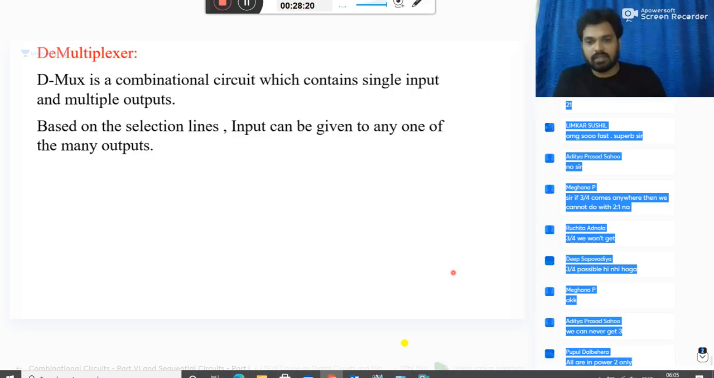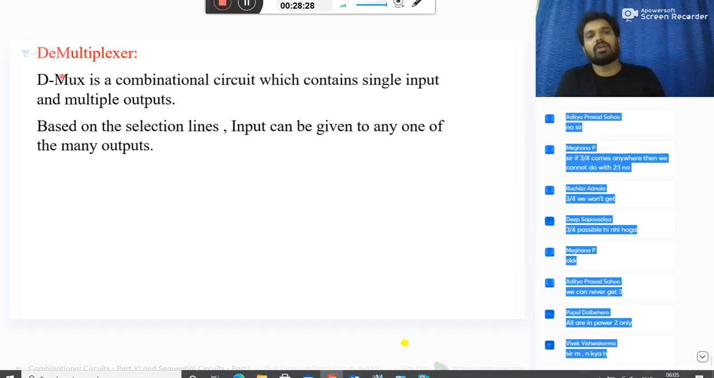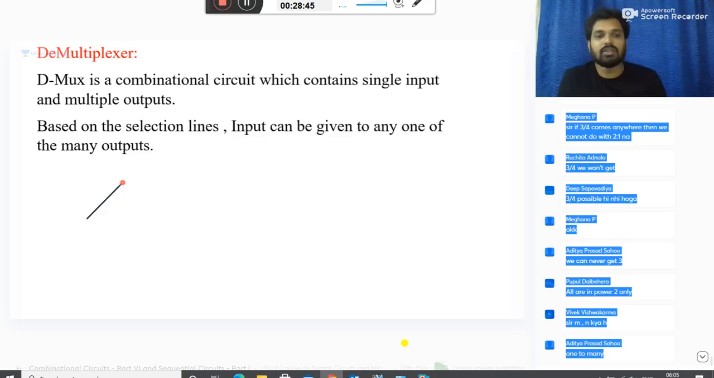So let's start this one. Demux is a combinational circuit, same as mux, but reverse. Mux is multiple input, single output. What about demux? Demux is single input, multiple output. Mux is converging multiple to single, but demux is diverging.